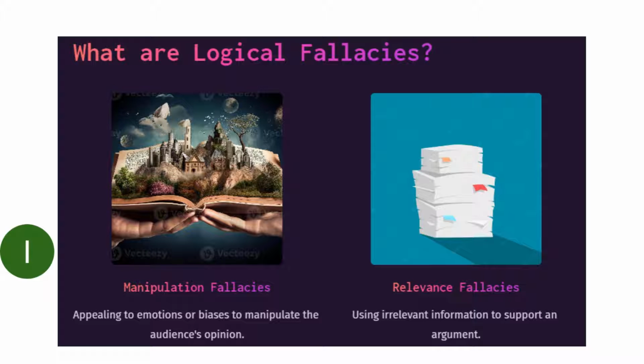Relevance fallacies are those fallacies where irrelevant information is used to support an argument. Here, the example of a relevance fallacy is that if you want to sell a sports car, you are saying that Elon Musk is also using the sports car, so you should buy the sports car now. This is an irrelevant fallacy because you actually do not know what brand is being used by Elon Musk.